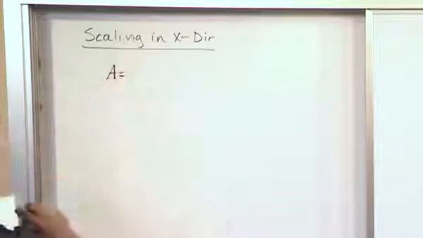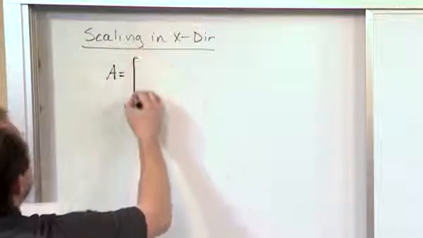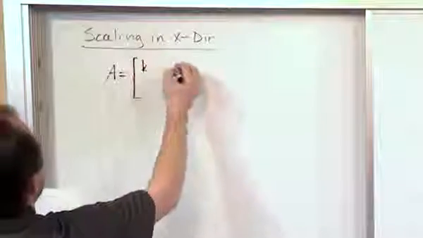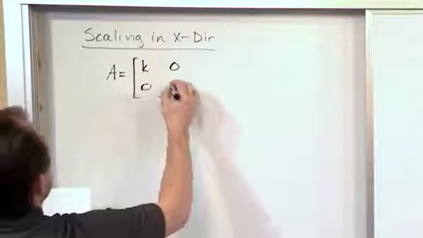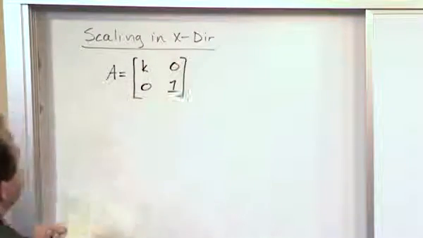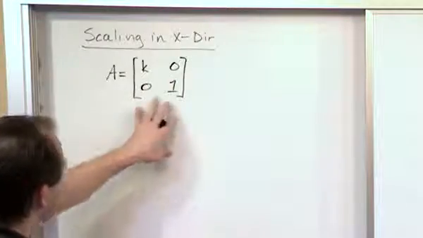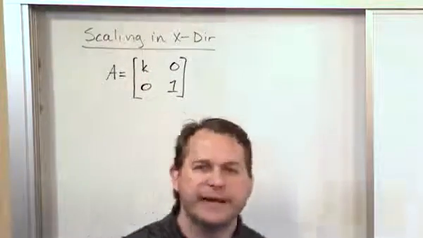And that transformation matrix, I'm going to call it A. And that transformation matrix is [[K, 0], [0, 1]]. Now, 0 and 1 are just regular numbers. K is what you call your scaling coefficient.